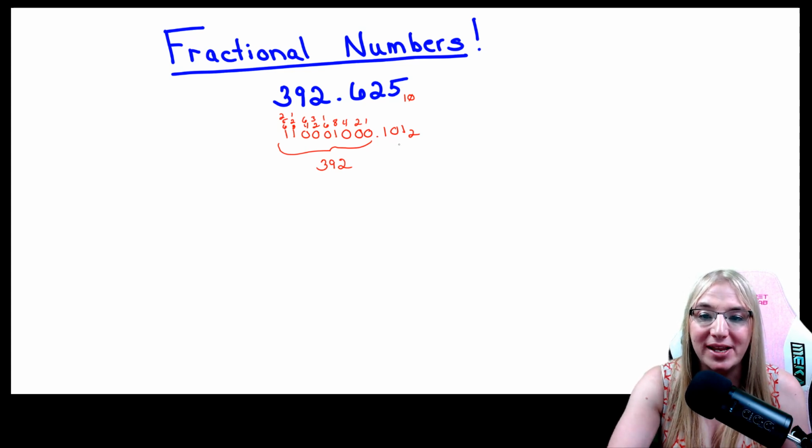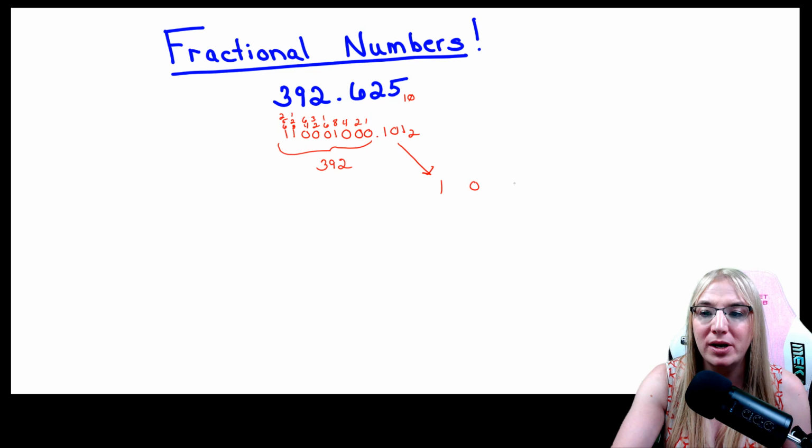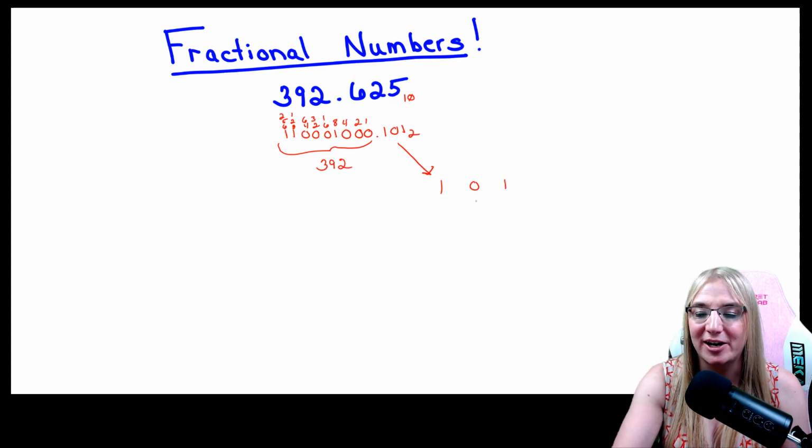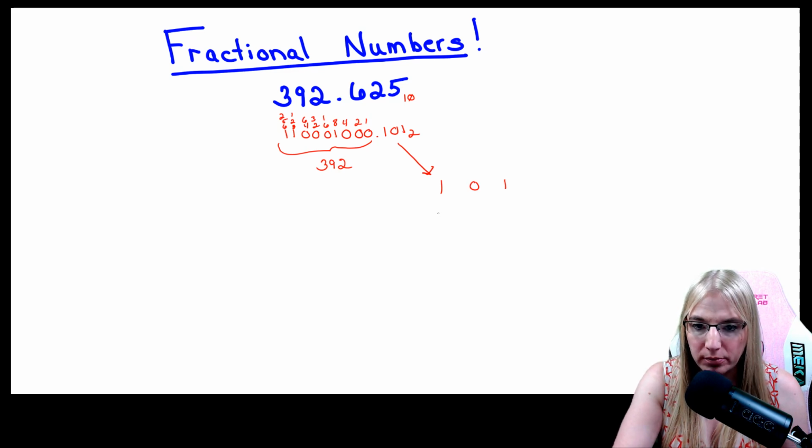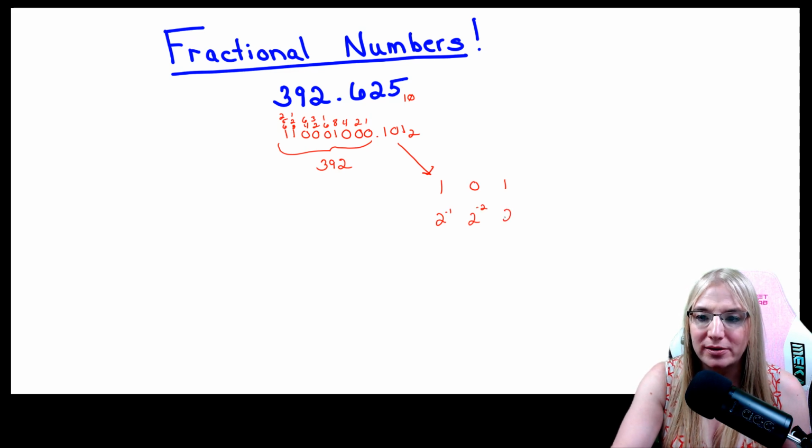Now this part right here, I'm going to bring this down just like this. I'm actually going to rewrite this like this, .101. What exactly is this here? Well, think of it like this. So this is going to be 2 to the negative 1. This is 2 to the negative 2. And this is 2 to the negative 3.